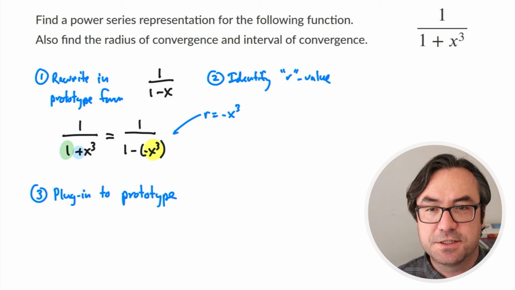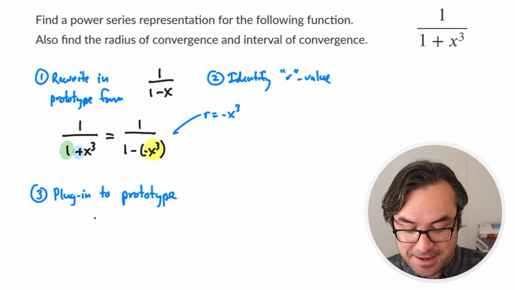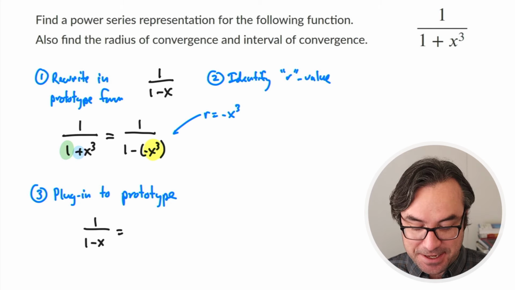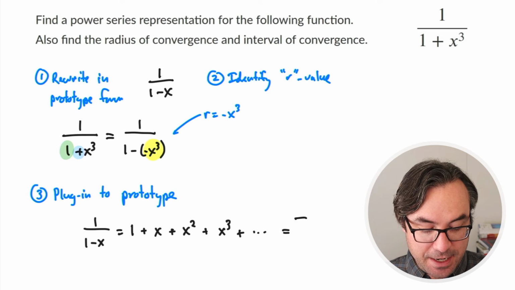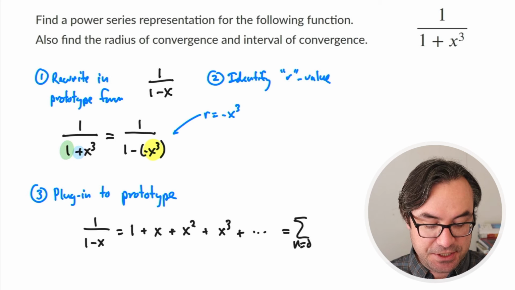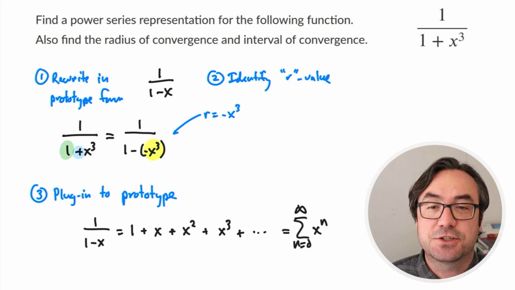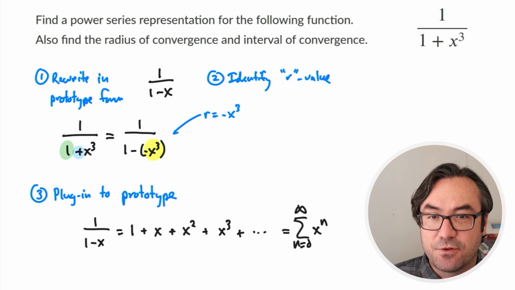So good practice. Let's just write out the formula for our prototype. So 1 over 1 minus x is 1 plus x plus x squared plus x cubed plus so on. And if we write it out in sigma notation, it's the sum from n equals 0 to infinity of x raised to the power n. All right, so that's our prototype formula.